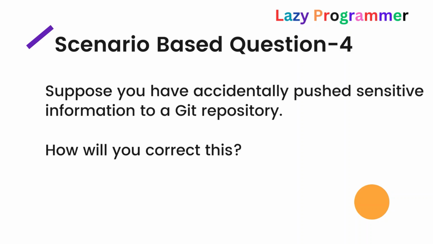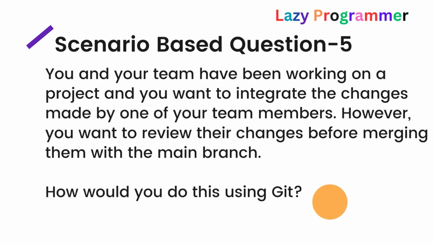Finally, we should take steps to prevent similar incidents from occurring in the future as well, such as implementing some strict code reviews before pushing it to the main branch. We can also use tools such as Git secrets to scan for and prevent sensitive data from being committed to the repository itself. Now let's move to the last scenario based question for today's video.